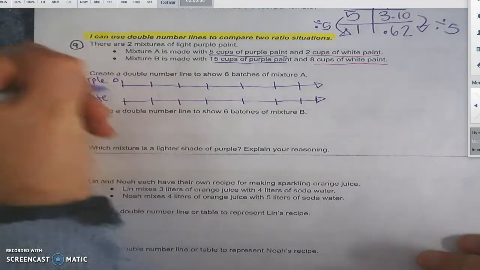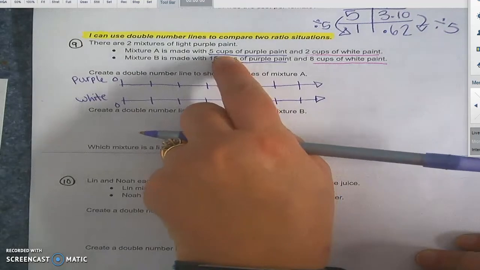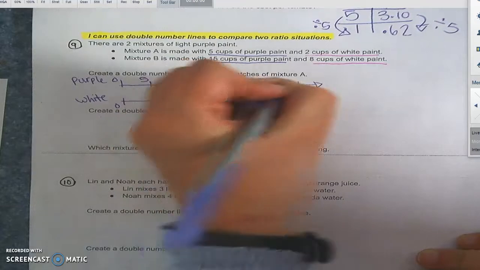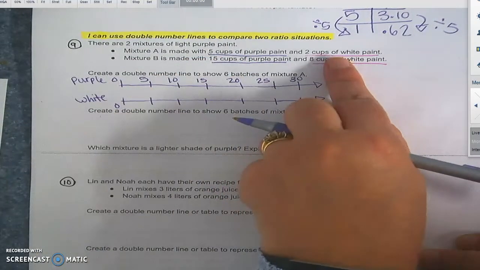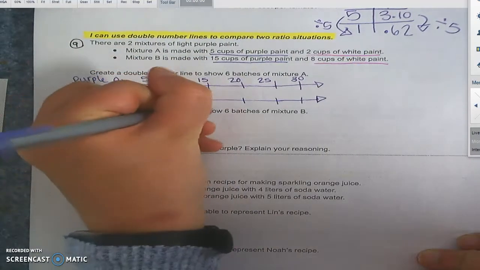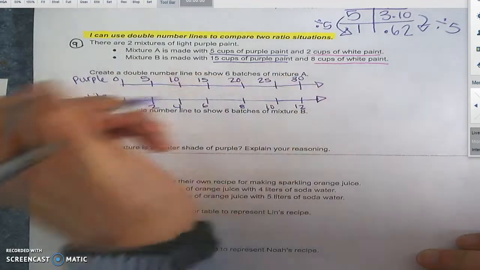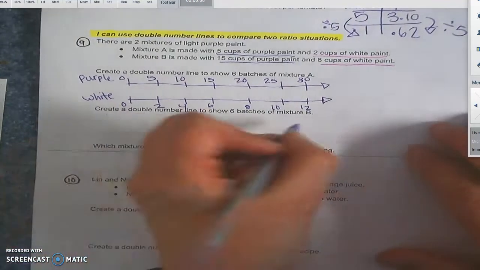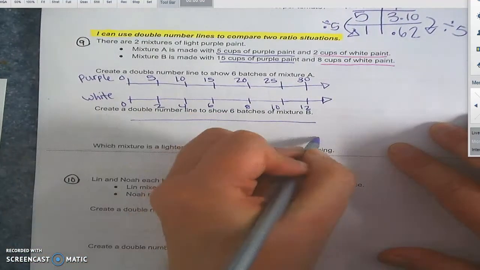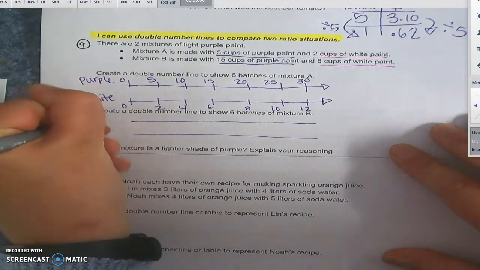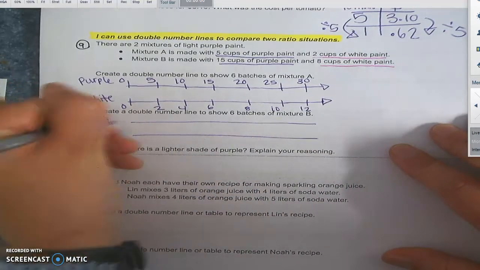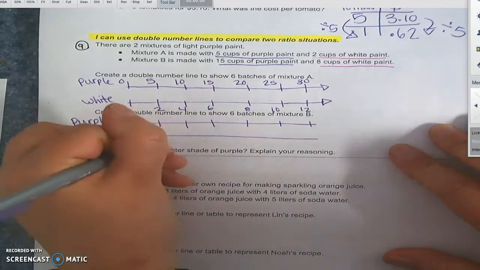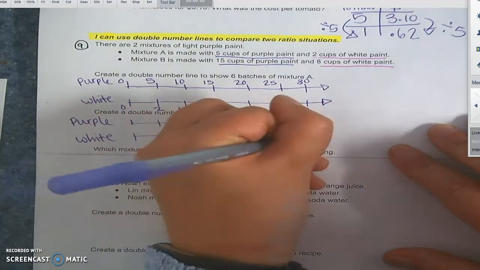Alright, so 0 batches is 0 and 0. The purple is going up by 5s. The white is going up by 2s. So there's my double number line for mixture A. Now I need another one for mixture B. So again, I need to label my purple and my white. I need to draw in my dashes so I can do 6 batches.